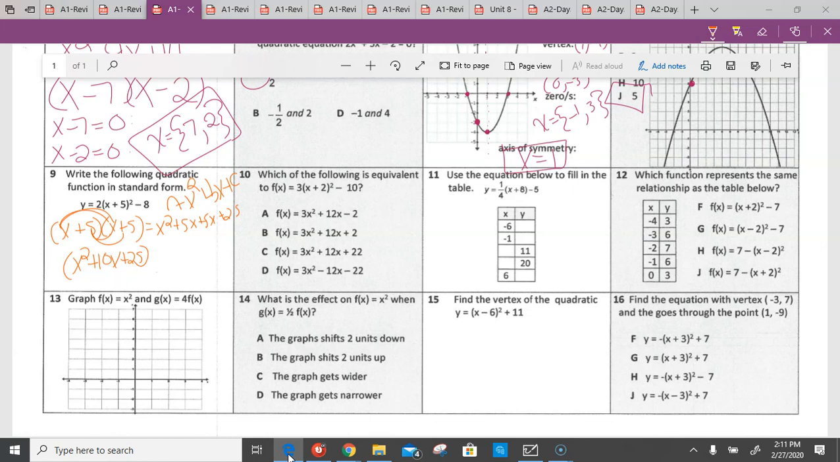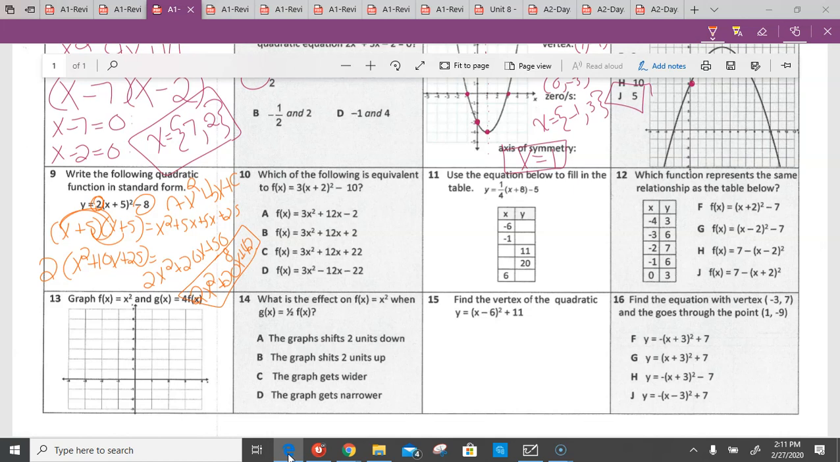Now I multiply it by the 2 that's in front, so I double everything. I get 2x squared plus 20x plus 50. Now I subtract 8 from that 50. My final answer is 2x squared plus 20x plus 42.